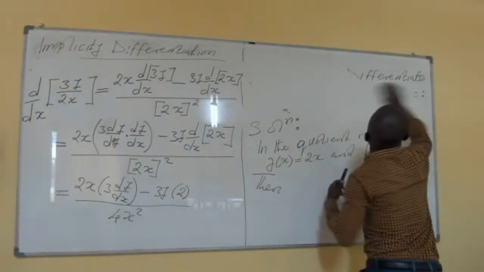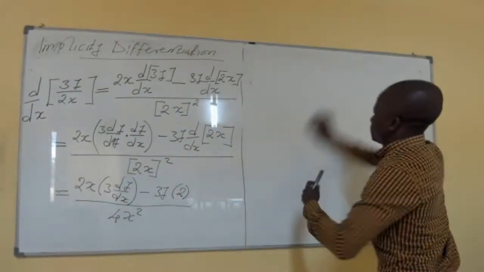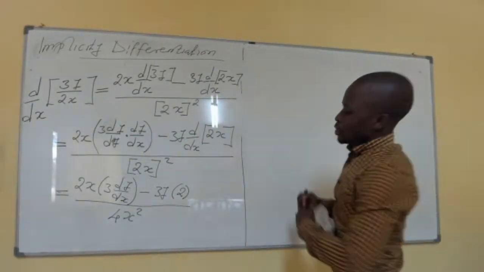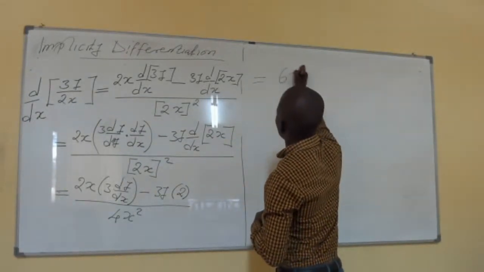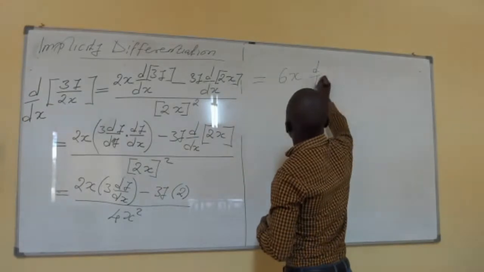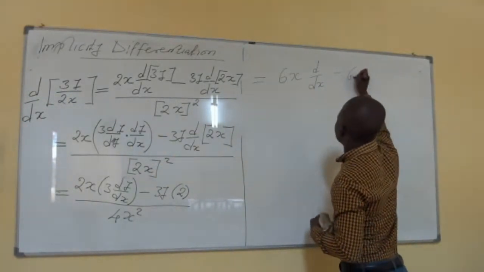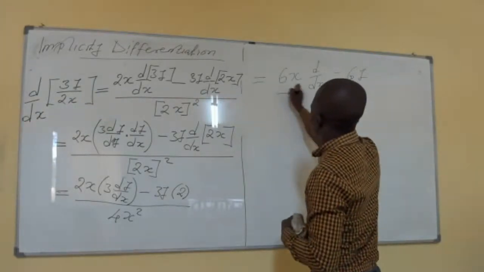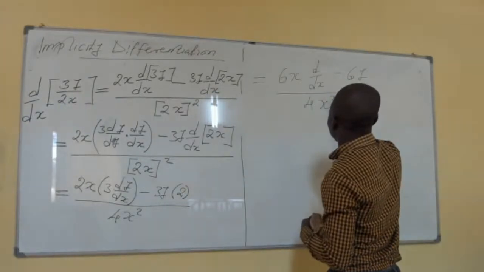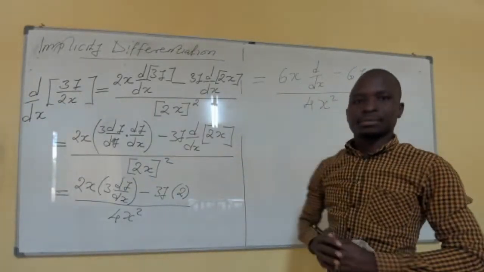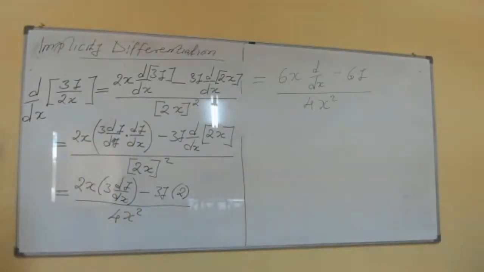So then this is going to give us, from which we are going to get, 6x times the derivative with respect to x minus 6y, everything over 4x squared. So that is what we are going to get.